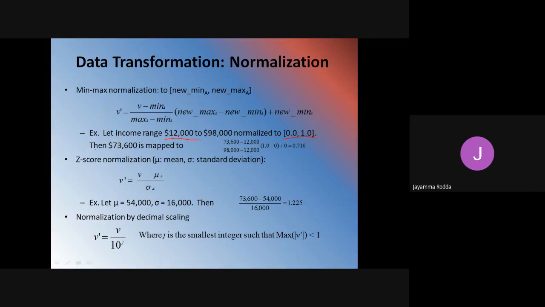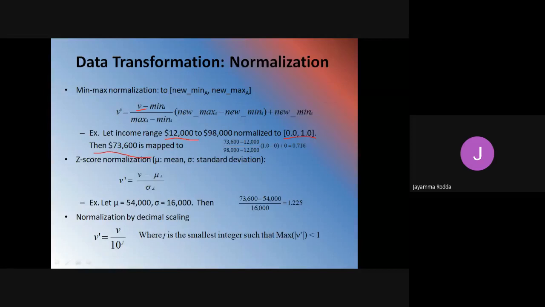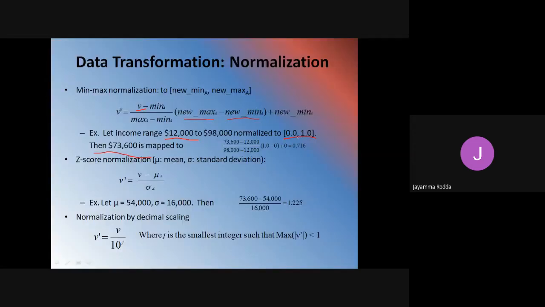Okay, next. Then 73,600 is the value that has to be mapped. So now what is done here? In the formula, V is the value that has to be mapped, 73,600, and 12,000 is the least value, whereas 98,000 is the highest value, that is minimum value and maximum value. So now what is the formula that we have to use? New max and new minimum. So new max is 1.0, new minimum is 0.0. Generally any value will be normalized to these two ranges, 0.0 to 1.0.